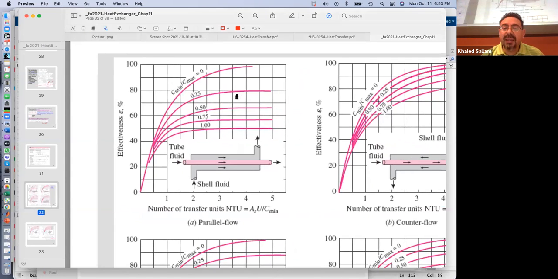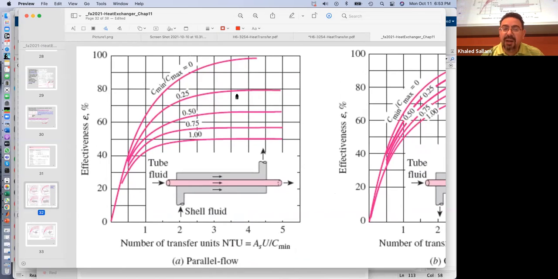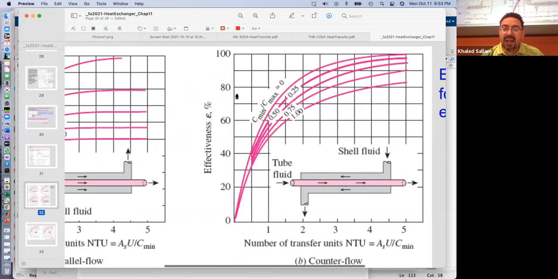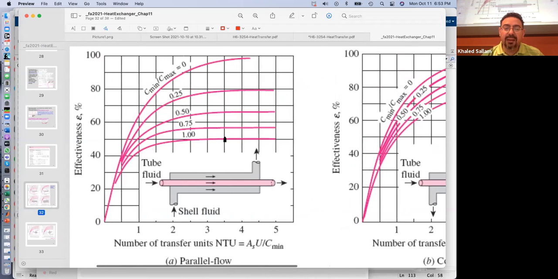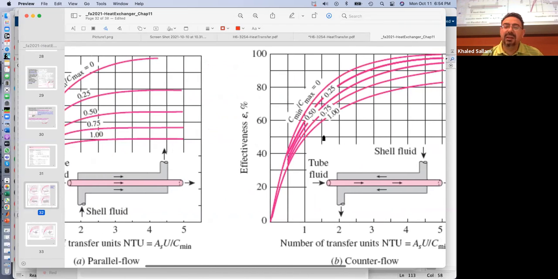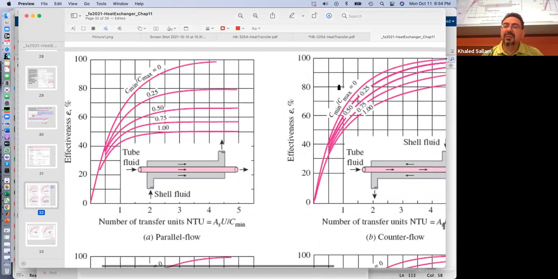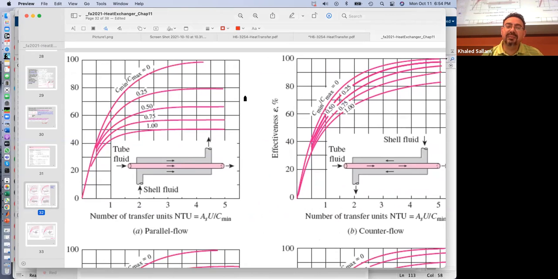But my question is, why is this top curve in parallel flow the same as counterflow, but the other curves are not? The 1 is not the same. The 0.25 is not the same. Only the top curve is the same.